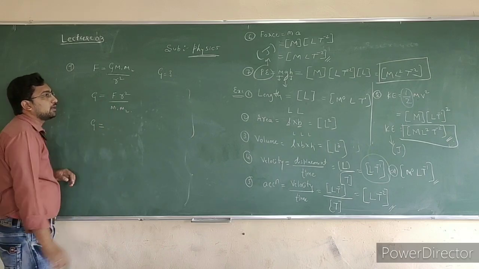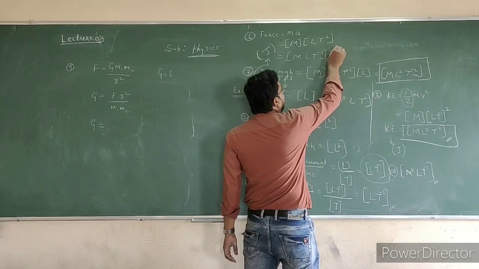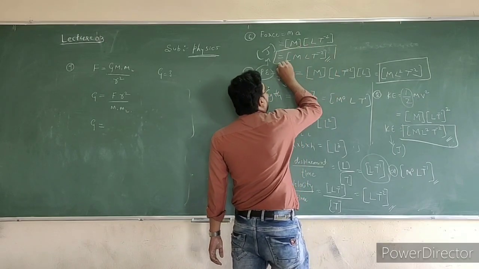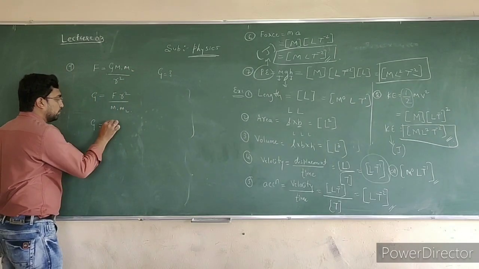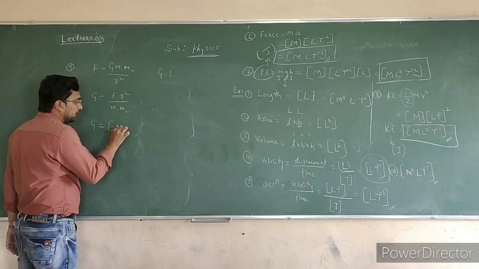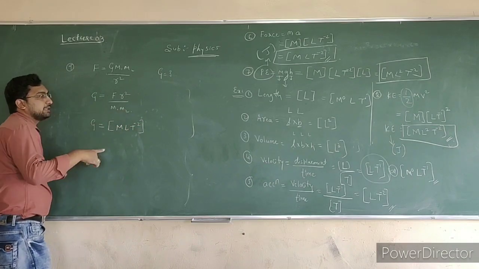So what is the dimension formula for force? The dimension formula for force is M L t to the power minus 2. And r is nothing but distance.